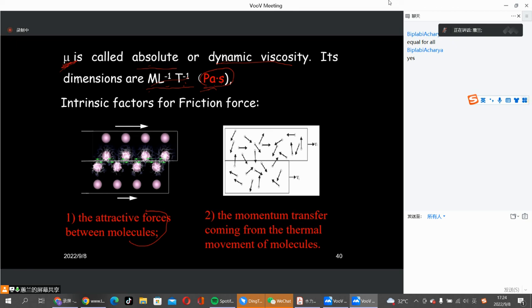So can you tell me, when the temperature increases, what will happen to the fluid viscosity? Whether it will increase or decrease? Or both? Or it depends. It depends whether it's liquid or gas, or whether it's water or gas.